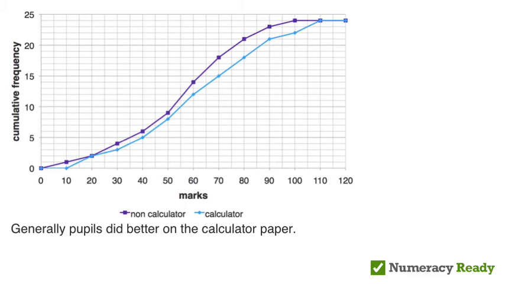Now, if we were going to look for data where they did better on one paper than another, we'd be looking for the line that's furthest to the right of the cumulative frequency graph. Now we can see here that the blue line is further to the right, so I believe that that statement is true.